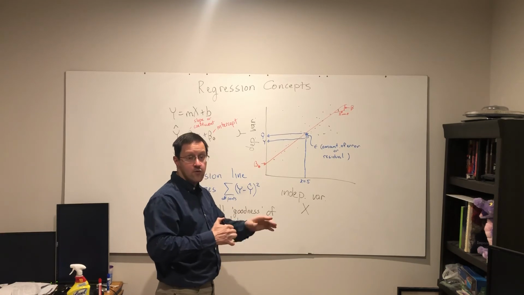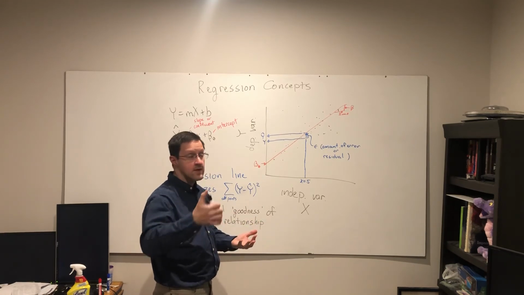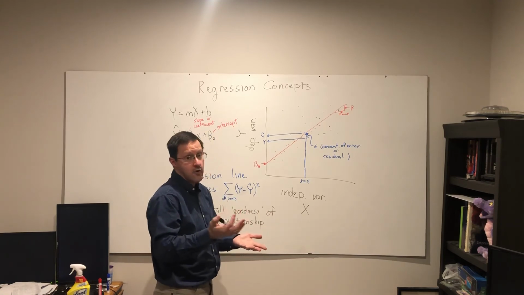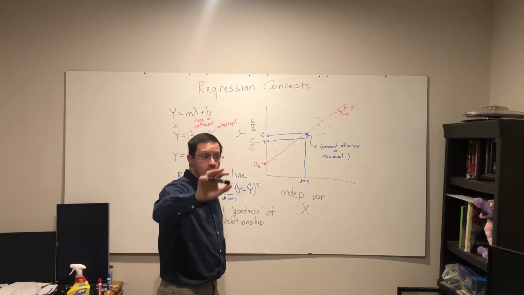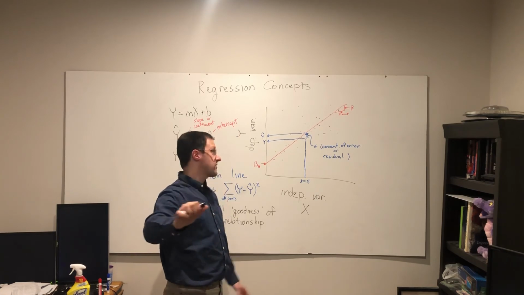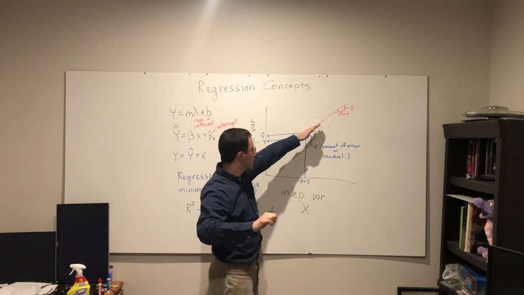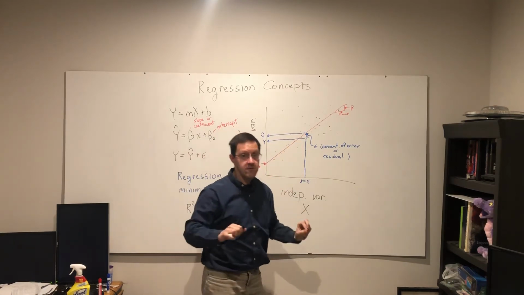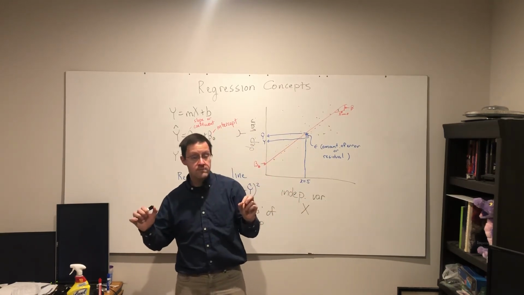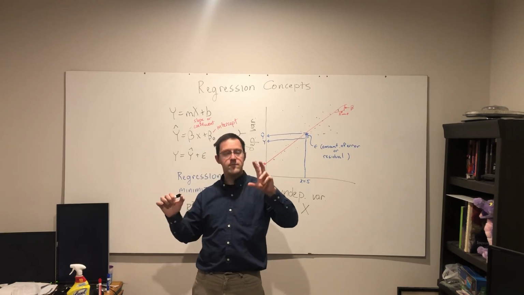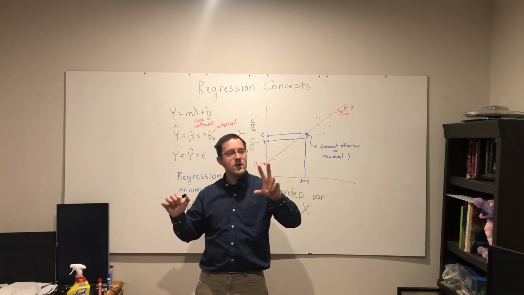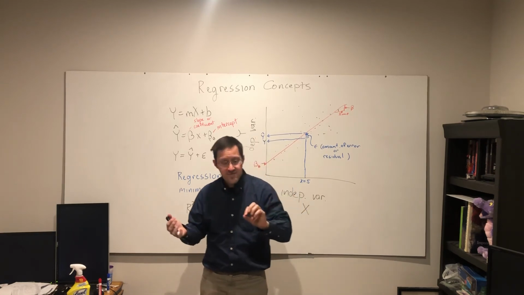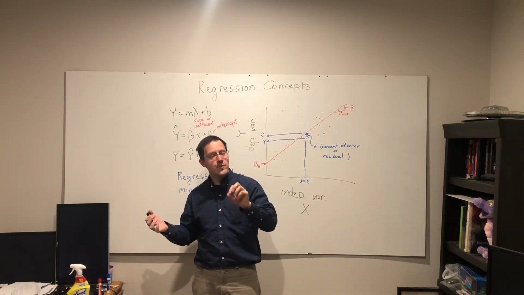R squared ranges from 0 to 1. 0 means a terrible relationship, no predictive power whatsoever. 1 would mean perfect prediction: every single black dot in the scatter plot lies along the red line. Absolute perfect prediction, an R squared of 1. Most of the time we get something in between.